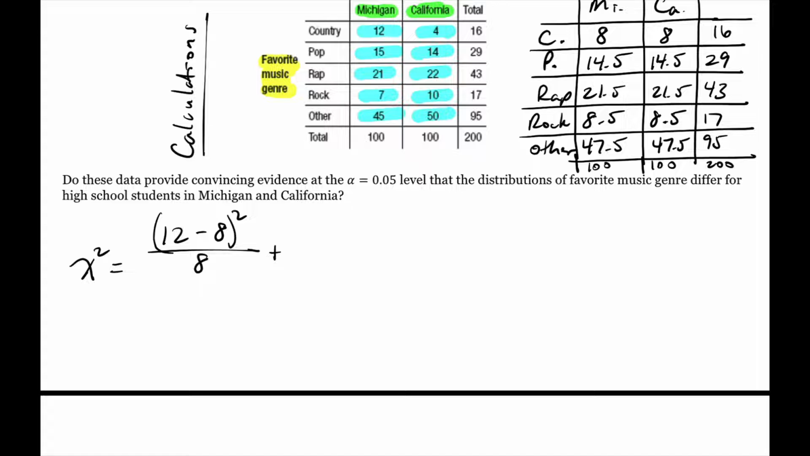You can go down, you can do Michigan pop next, or you can do California country. It doesn't matter because we have to calculate them all, but it does not matter which one you do. So I'll do California country. So that's 4 minus 8 squared divided by 8.